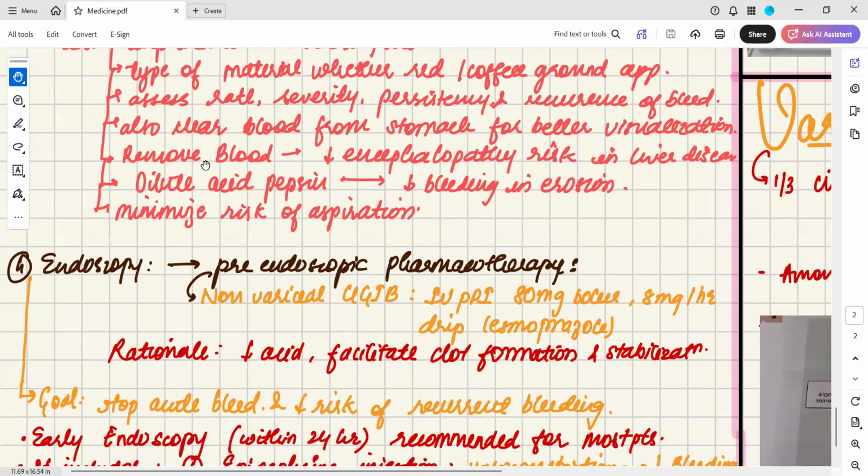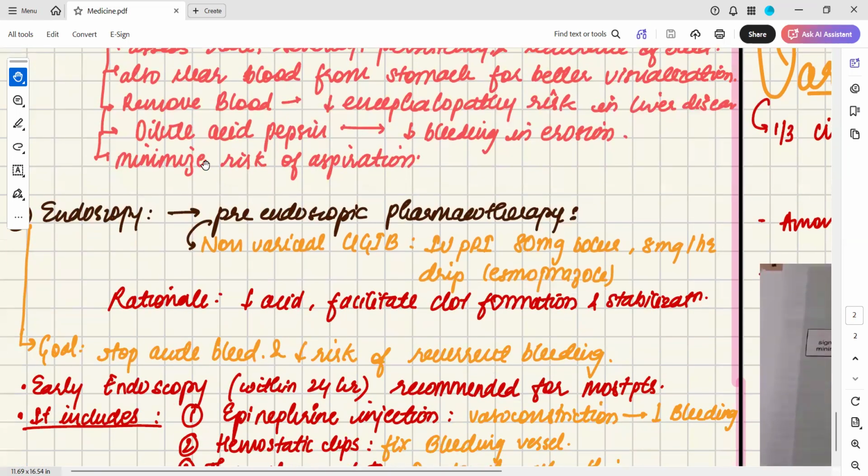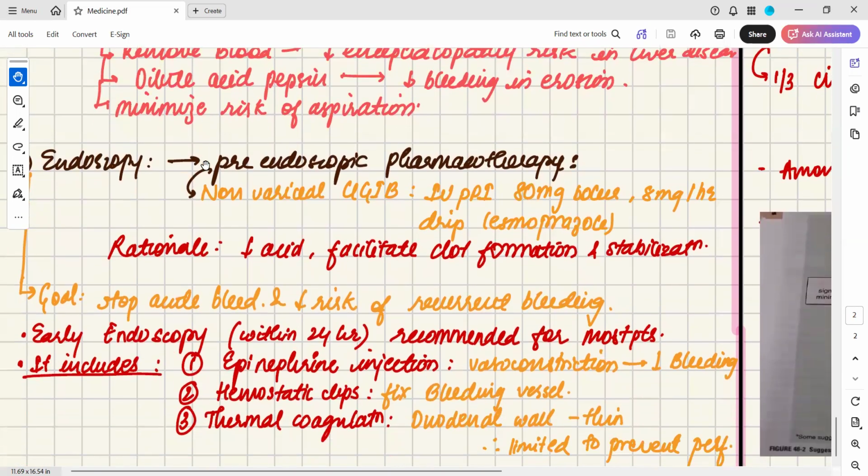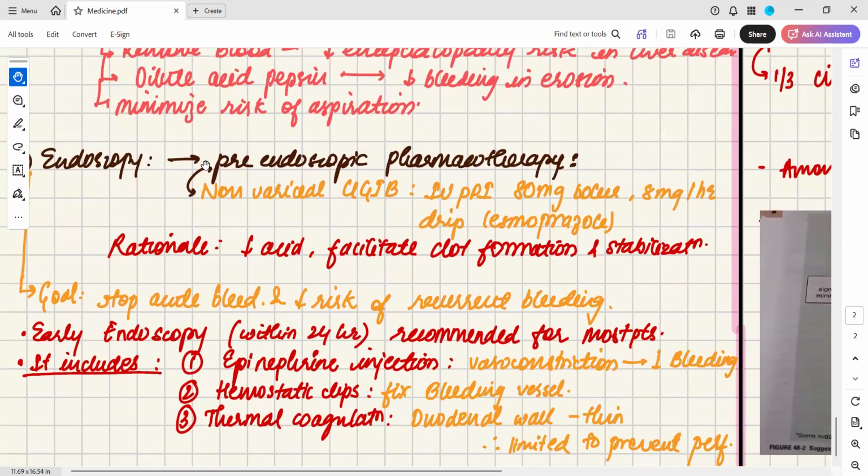Before endoscopy, we have to give some pre-endoscopic pharmacotherapy to the patient. If the cause is non-variceal upper GI bleed, we go for IV PPI infusion, 80 mg bolus, and then 8 mg per hour drip. Most commonly we use esomeprazole.